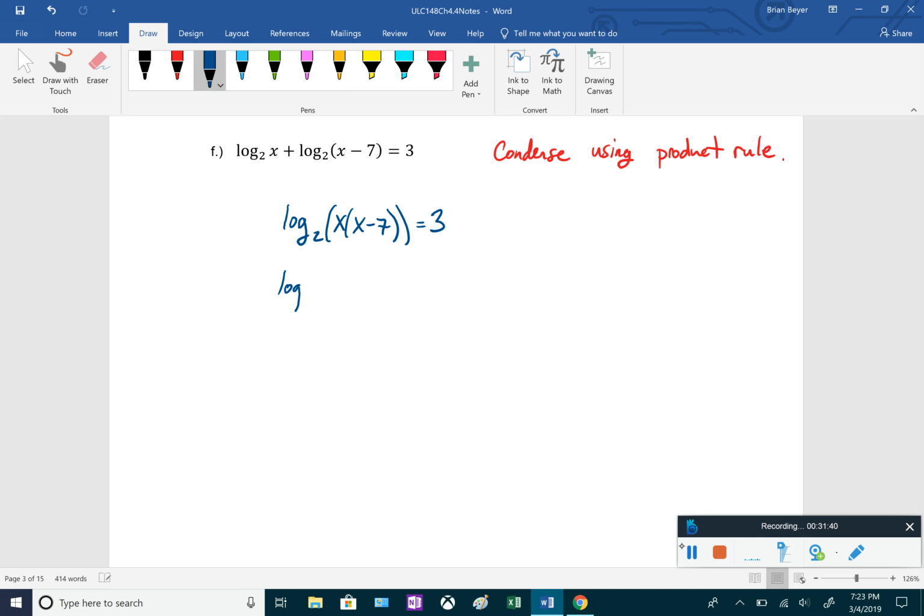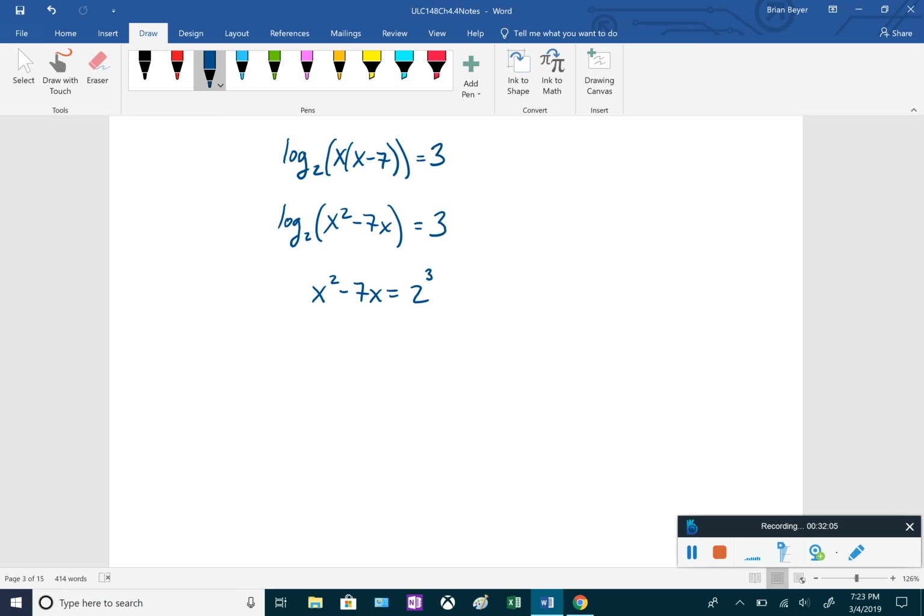Which is the same thing as log base 2 of, I'm going to distribute, x squared minus 7x equals 3. So we have the logarithm isolated. Let's put this into exponential form. Base 2, so it's going to be x squared minus 7x equals 2 to the 3rd. And now this just turned into a quadratic, right? So it's x squared minus 7x equals 8.